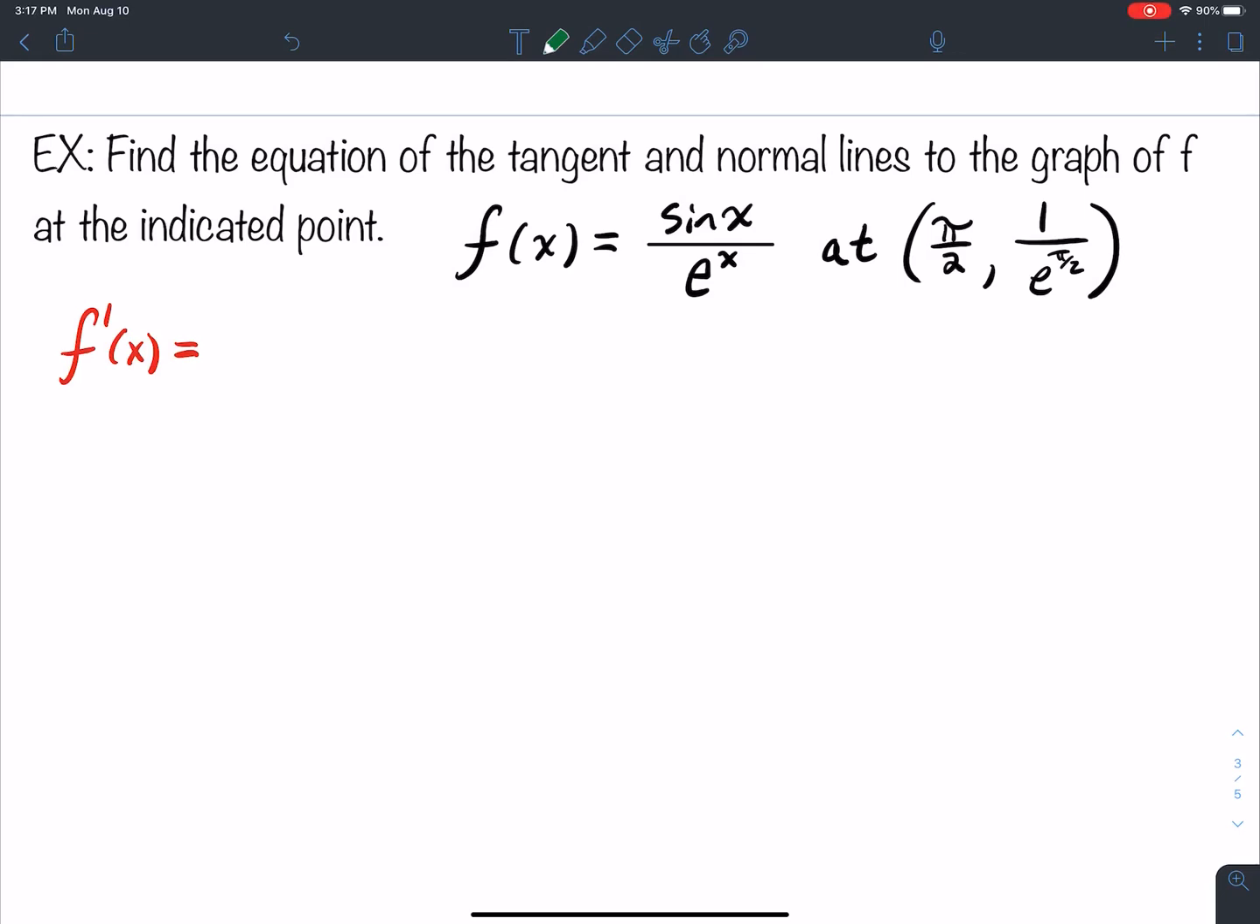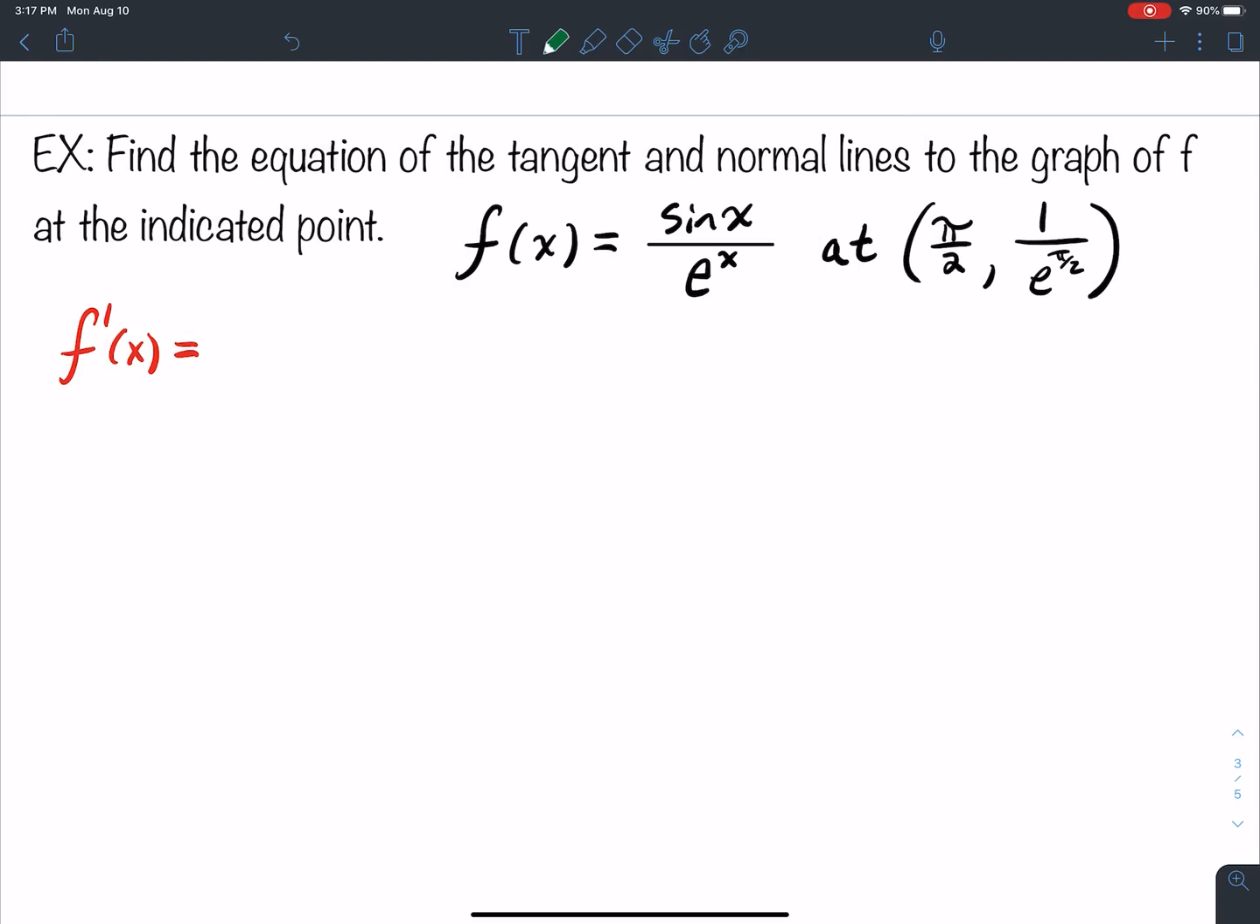So here we're going to find the equation of the tangent line and the normal lines to the graph of f at the indicated point. So we've got a function sine x divided by e to the x, and I want to find the tangent line and the normal line at this particular point here.